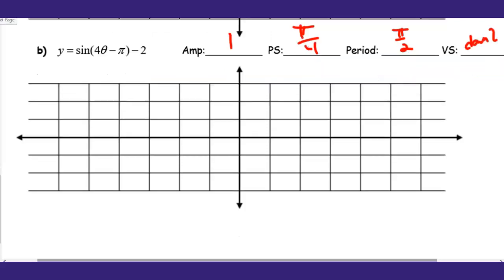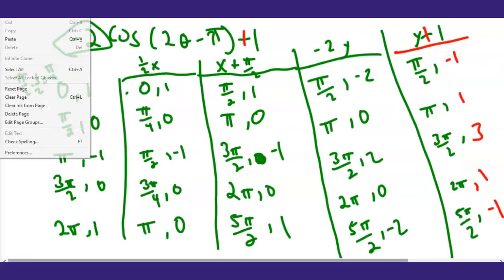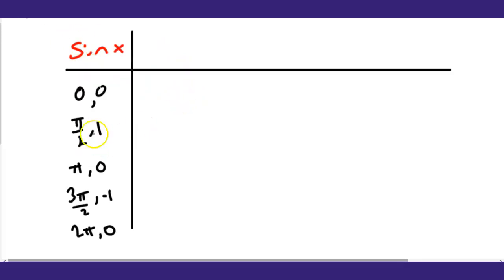All right, so now I need to graph this thing, okay? And let's clear this off. All right, and let's get to charting. All right, sine of x is the following. So we're going to do the inverse of k. All right, so if you remember, let me write it up there real quick. It was sine of 4 theta minus pi, minus 2. Anyway, the inverse is 1/4, so 1/4 x.